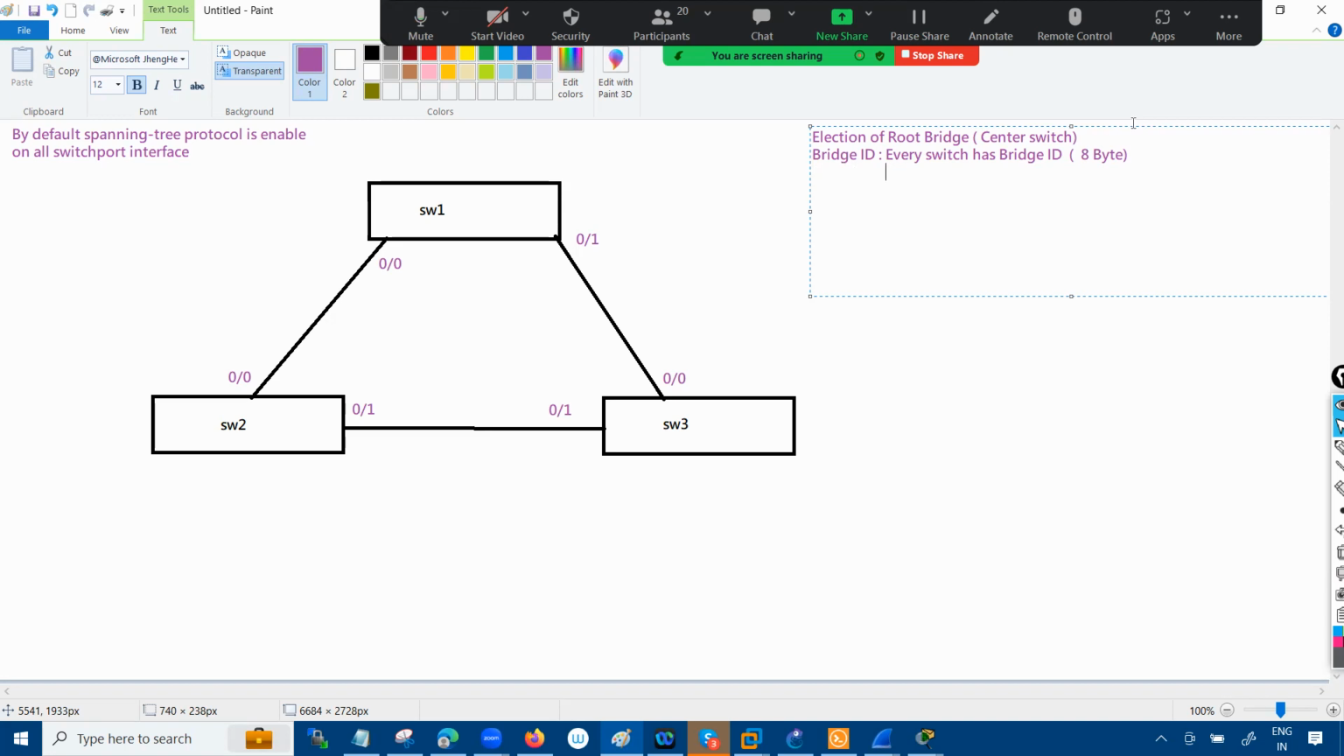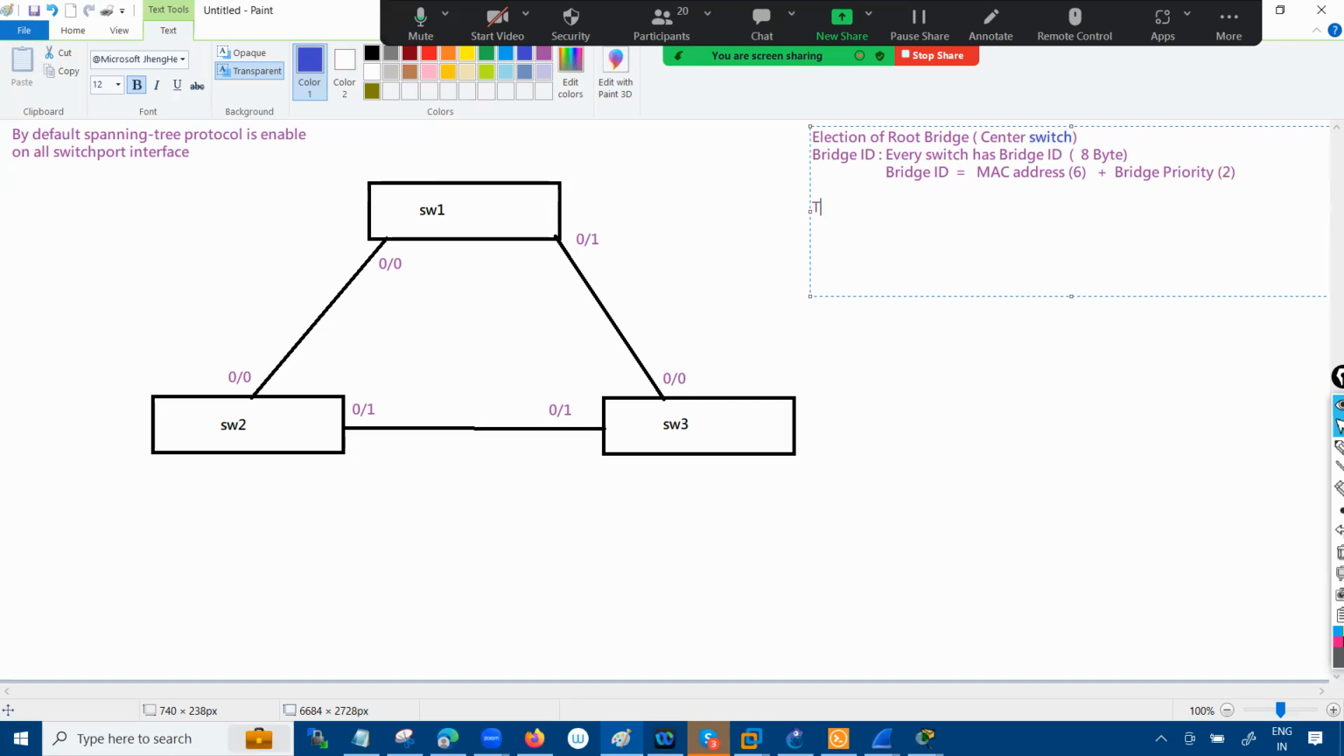One is the MAC address, which is 6 bytes. Another is the bridge priority. Again, I'm repeating, we are using the terminology from the bridge. Bridge means you can understand it as a switch. So the total size is 8 bytes. The MAC address is reserved for 6 bytes, so 2 bytes are for the priority.